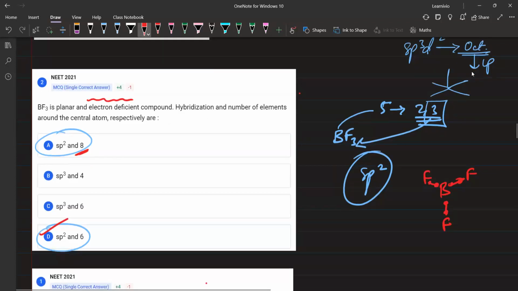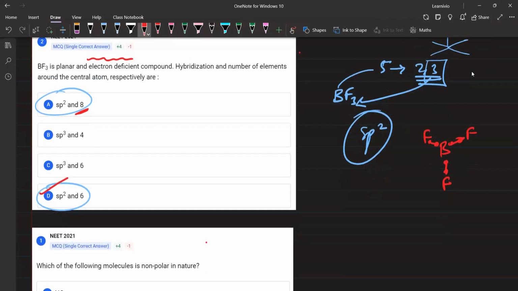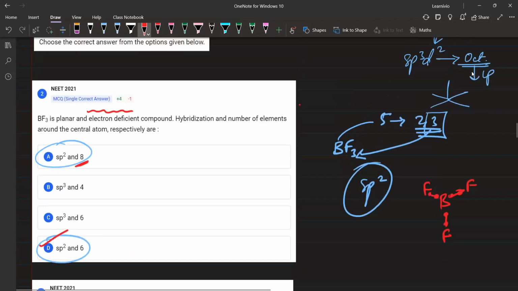Let's move on. Just remember one thing: if I talk about the boron atom, then the boron atom is having only 3 electrons. But when I talk about the boron atom in BF3, then the boron atom is having 6 electrons around it. In the molecule. If I talk about the atom, then the atom is having only 3 electrons. But when I talk about the boron in the BF3 molecule, then it is having 6 electrons.